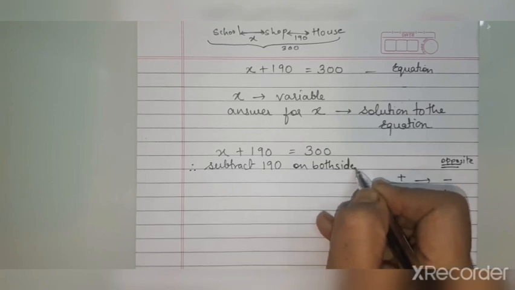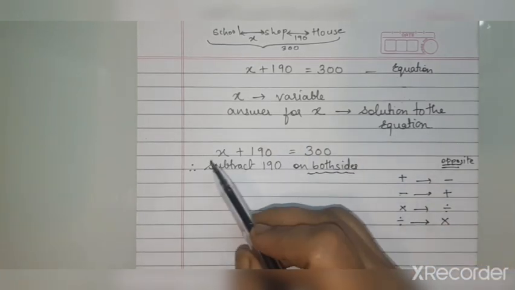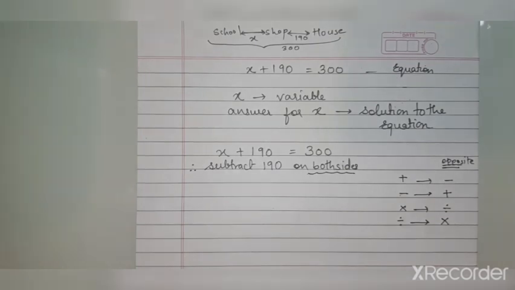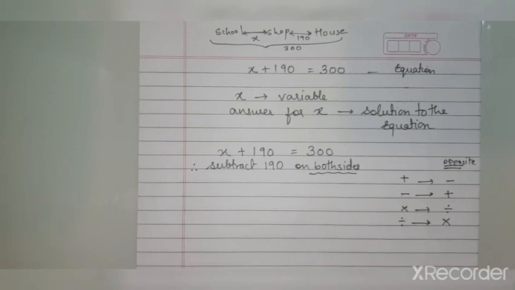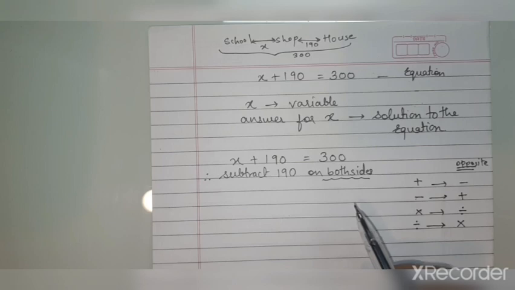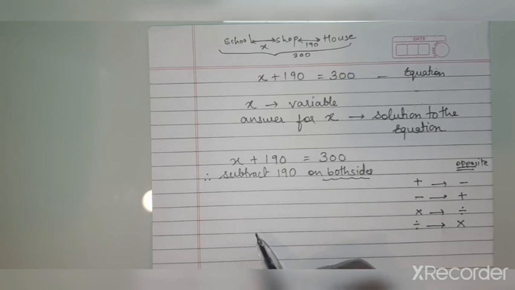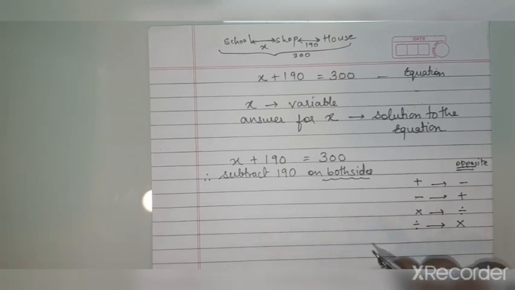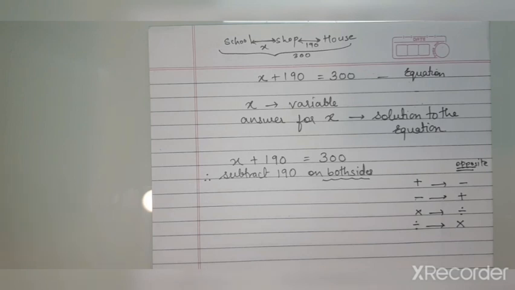Now what is this both the sides? As I told you, this is the given equation, x plus 190 equal to 300. We cannot change the equation when we are solving. Without disturbing the equation, we have to get to the solution. If we do the opposite operation on both the sides, the equation remains balanced. Whichever operation we do, if we do the same thing on both the sides, the equation remains the same.